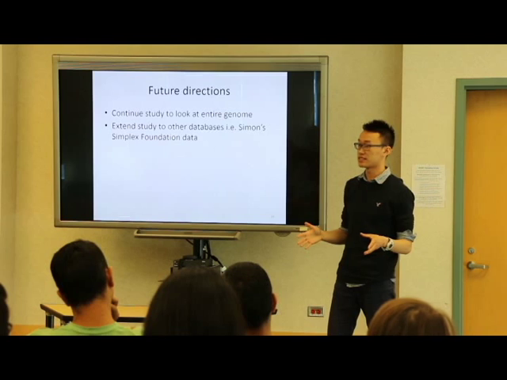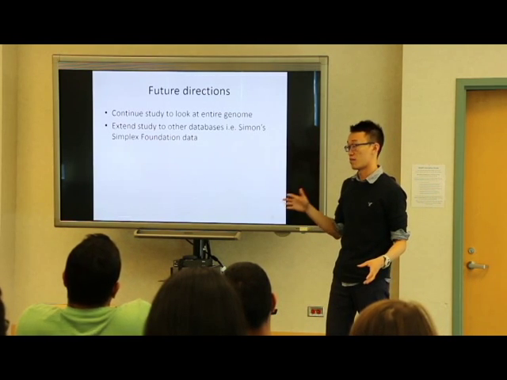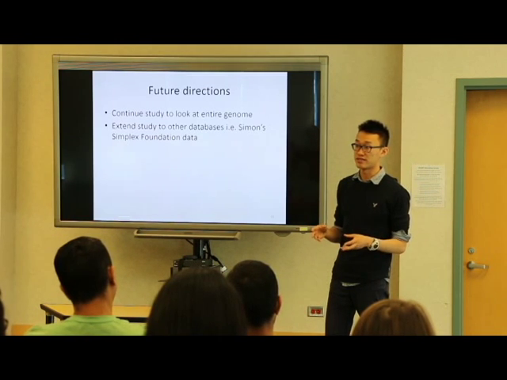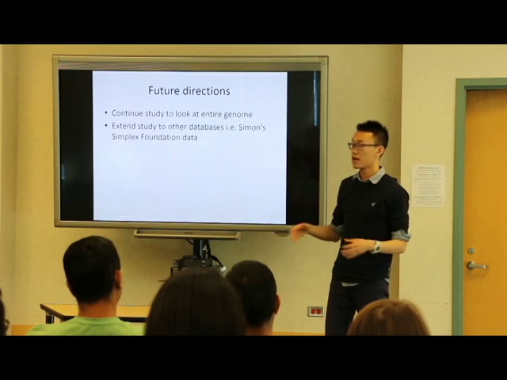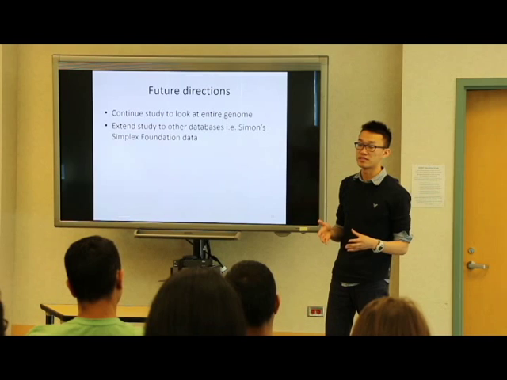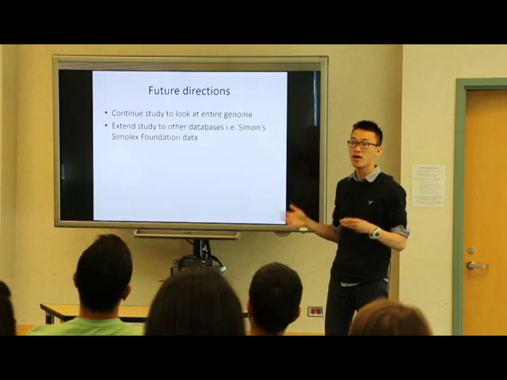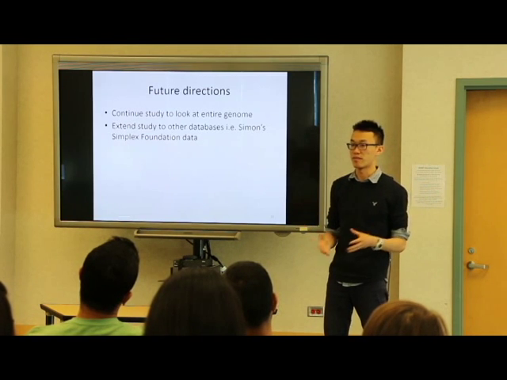So our future directions is we're going to continue our study to look at the entire genome. Our study was an initial study that only looked at our regions of interest, but this can be further extended to all of the chromosomes. And we can also extend our studies and our methods to other databases as well, such as the Simons Simplex Foundation data, which is another database that also contains information from ASD patients.